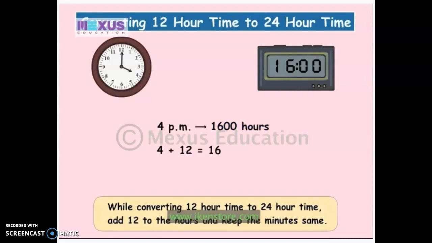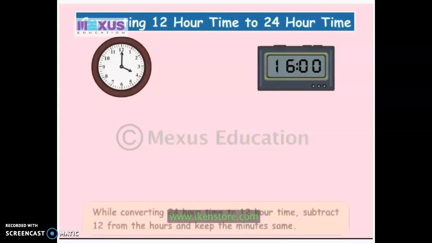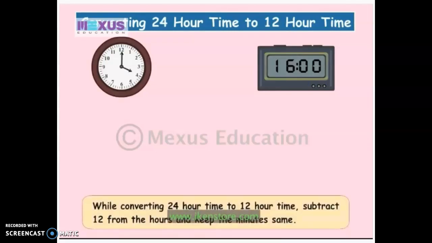Excellent! I think you've got it. But what about converting time from 24-hour format to 12-hour format? Oh, that's easy too. All you need to do then is subtract 12 from the hours and keep the minutes same. Let's try an example. If I was showing the time as 1900 hours, what would be the time Grandpa William will show in the 12-hour format?